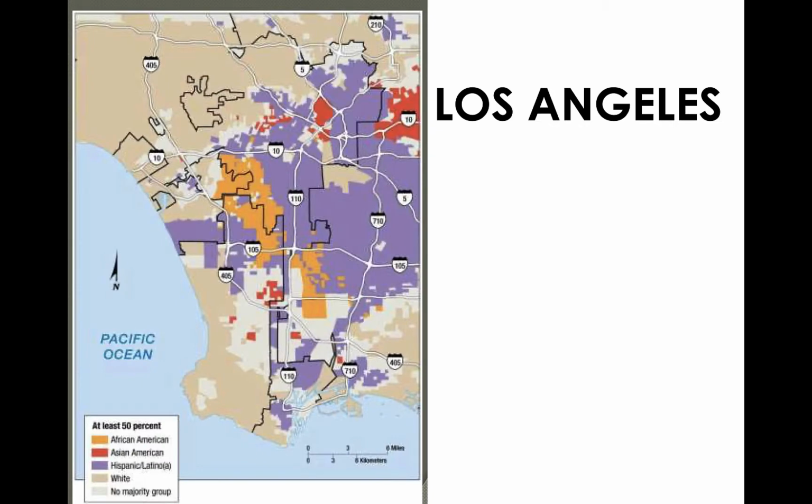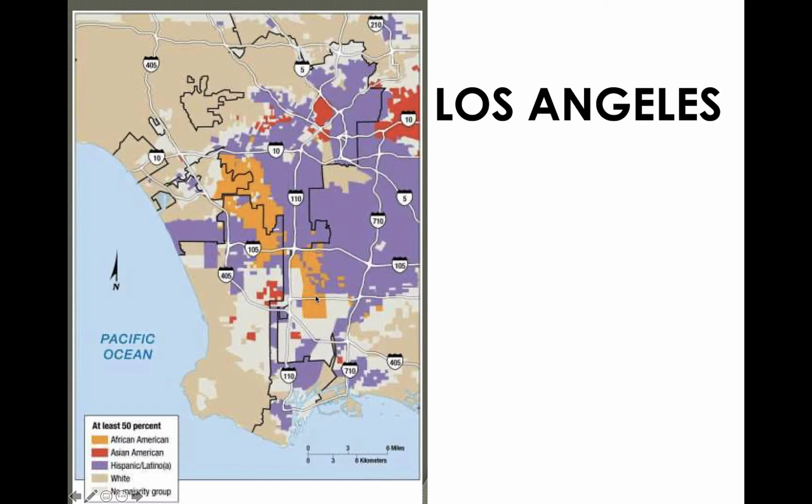If we look at Los Angeles, for example, look at your little key on the side here. So our orangey color is African American, our red is Asian American, purple is Hispanic or Latino, the beige is white, and the white or grayish color is no majority group. So we're talking about at least 50% of the population in that neighborhood belonging to that particular ethnic group. So we see a lot of space is largely occupied by Hispanic people.